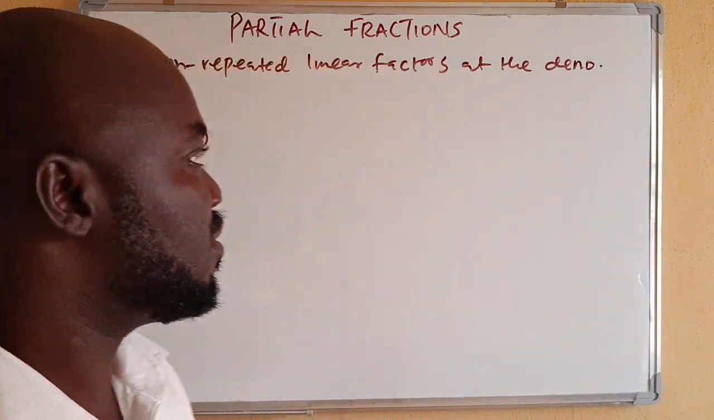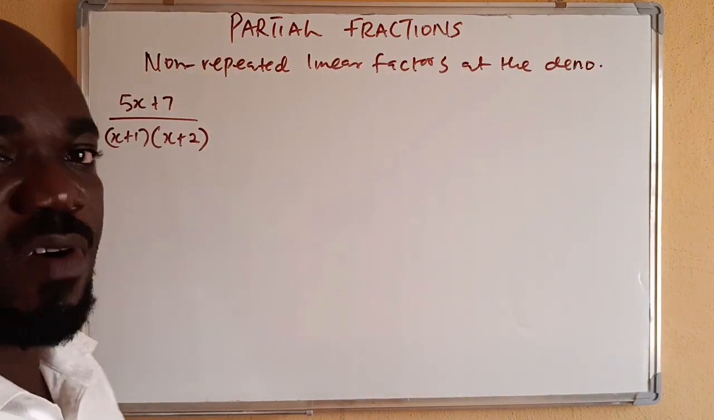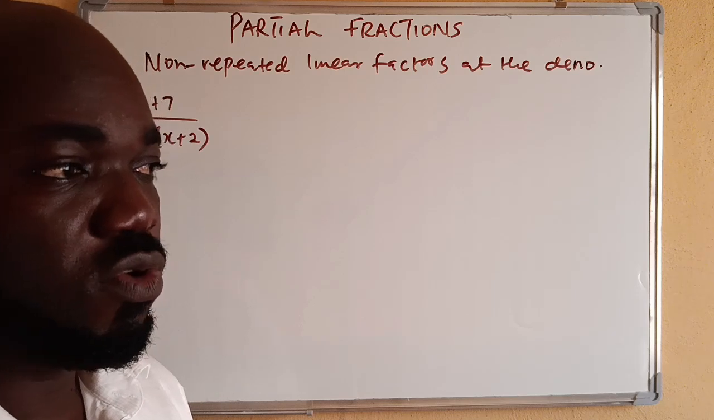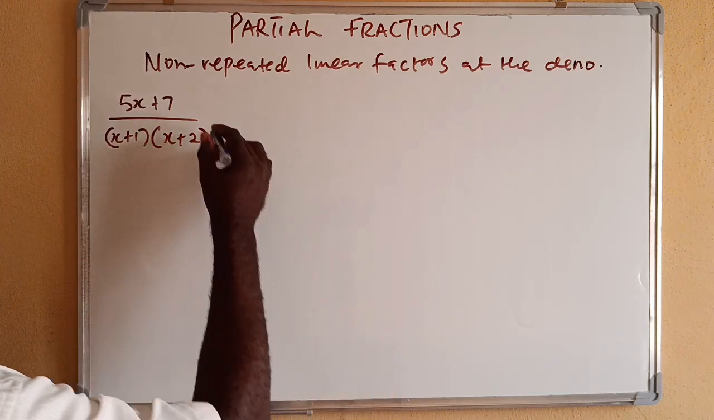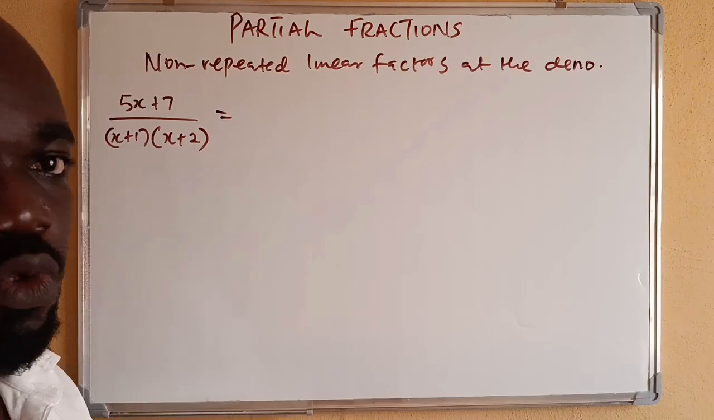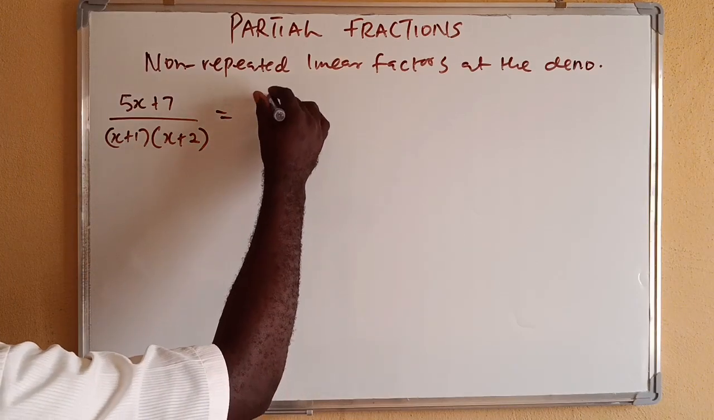Previously, we discussed resolving partial fractions using the cover-up method. Now, I want to use the identity system. So what do I mean? I'm going to break this into two parts.